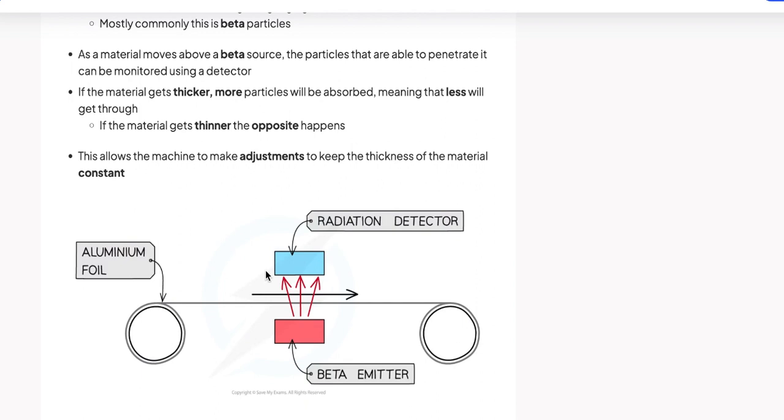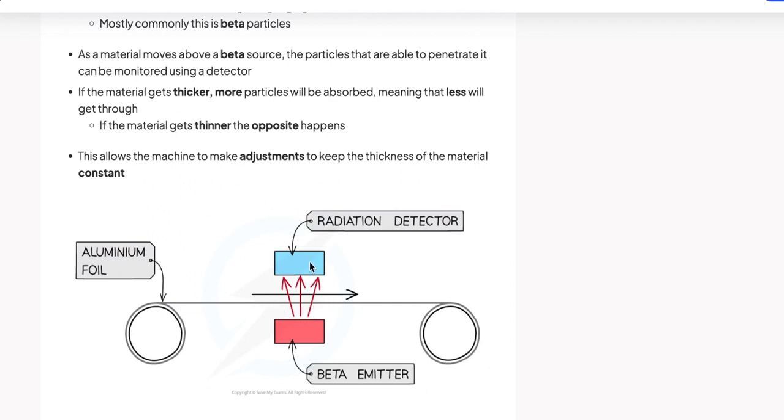Now, if the material gets thinner, then more of the beta particles will pass through. If you make the aluminum foil thinner, more of the beta particles emitted by the emitter will go through and will be detected by the detector, right? So this allows the machines to make adjustments to keep the thickness of the material constant. So with this, you are able to keep the thickness of this material constant.